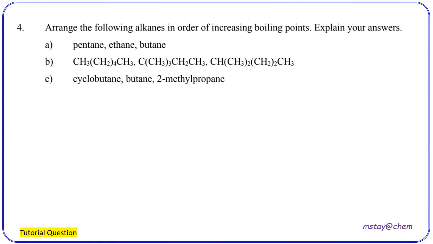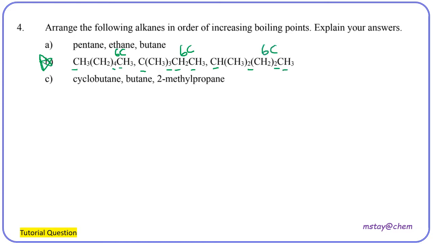Now proceed to question B. So try to find out how many carbon for each compound first. 1 carbon, 4, 5, plus this one, 1, so all together 6 carbon. 1 carbon plus 3, 4, 5, 6, 6 carbon. 1 carbon, 2, 3, 4, 5, 6 carbon.